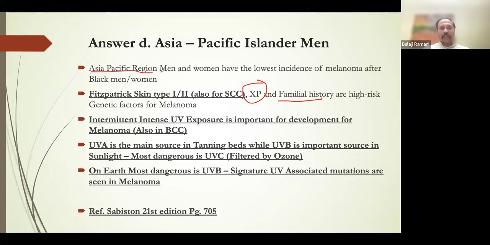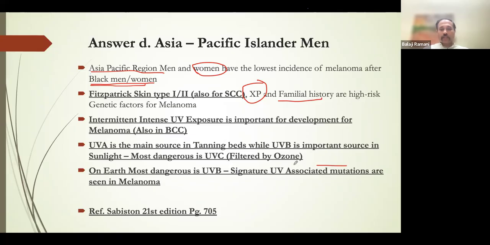And family history overall is a risk factor for developing a high risk history. Now, in the Asia Pacific region, women, actually speaking, Asia Pacific Islander women are the population who have the lowest incidence of melanoma after black men and women. First are of course the black men and women because they already have the melanin pigment distribution, which prevents the melanoma. The next are your Asia Pacific Islander women because they are less exposed to sunlight, and then it is the men. So intense intermittent exposure, as I already said, is important for melanoma and BCC, with UVA in tanning beds and UVB in sunlight. Most dangerous is of course the UVC. On Earth, it is UVB.